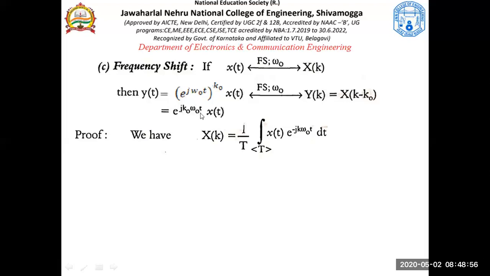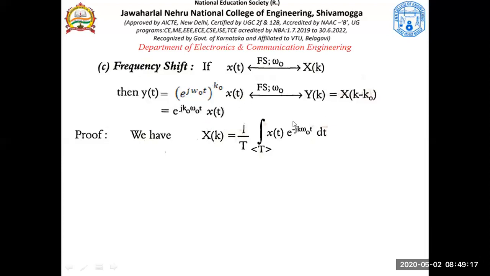Fine. So let's see how to prove this. If you have a shift in time, you will have an exponential associated with x of k. If you have a shift in frequency, you will have an exponential associated with x of t. Understand? So this is something that one needs to see. Now let's see how the proof goes.